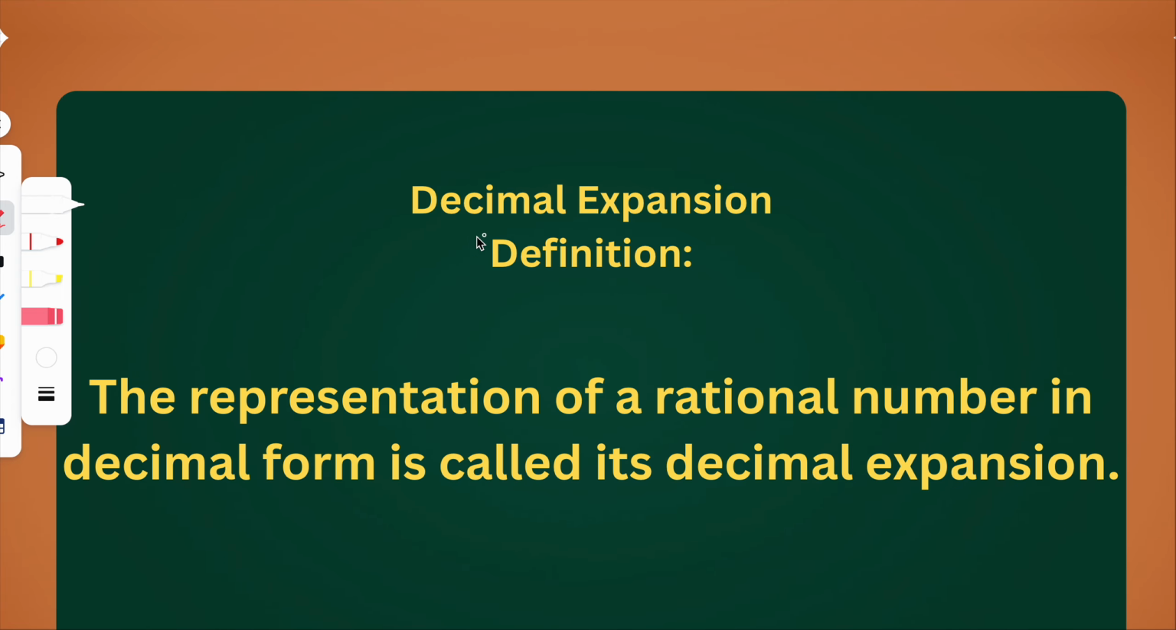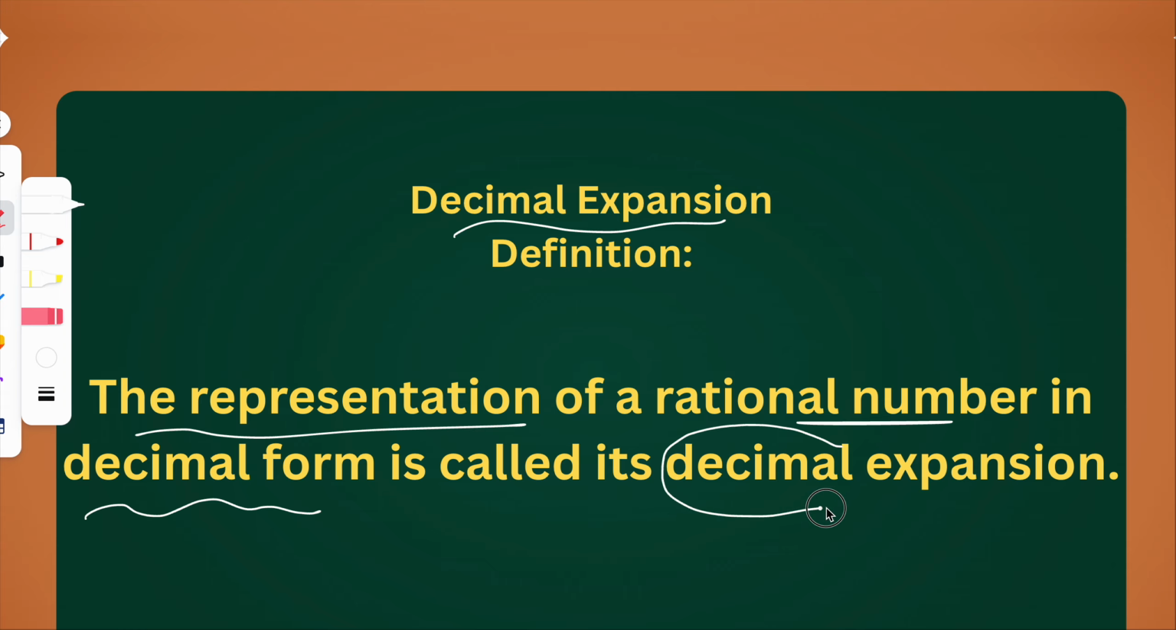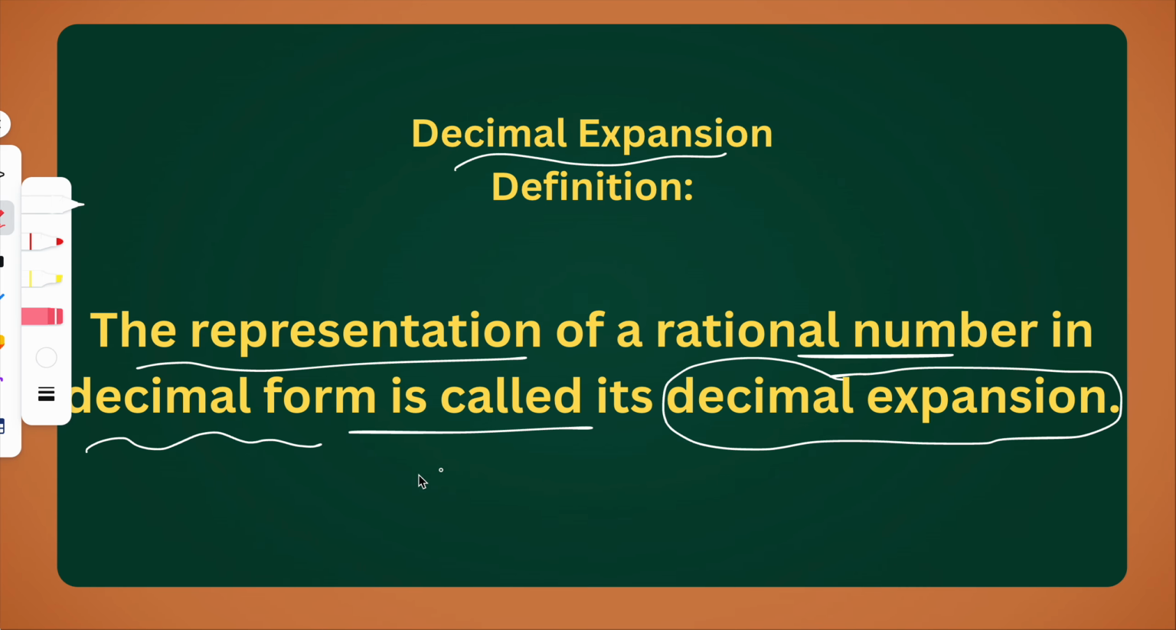First we'll understand the definition of decimal expansion. So, the representation of a rational number in decimal form is called its decimal expansion. So, basically किसी भी rational number को उसके decimal form में represent करने वाली चीज़ को decimal expansion बोलते हैं. Okay. So, the representation of a rational number in decimal form is called its decimal expansion.